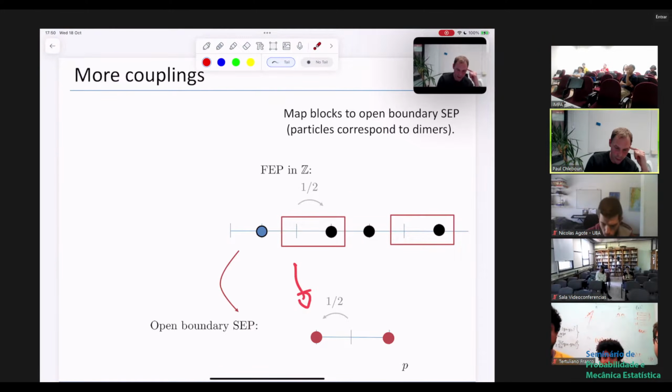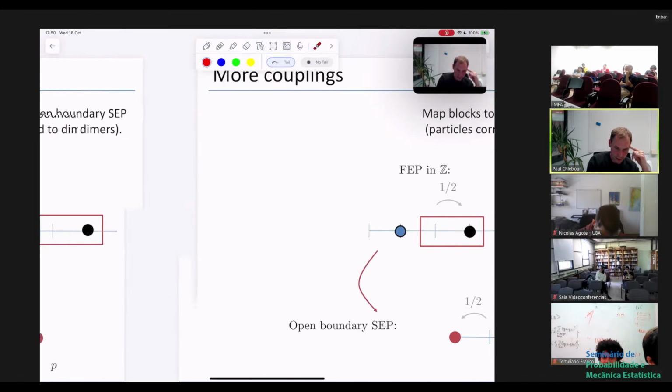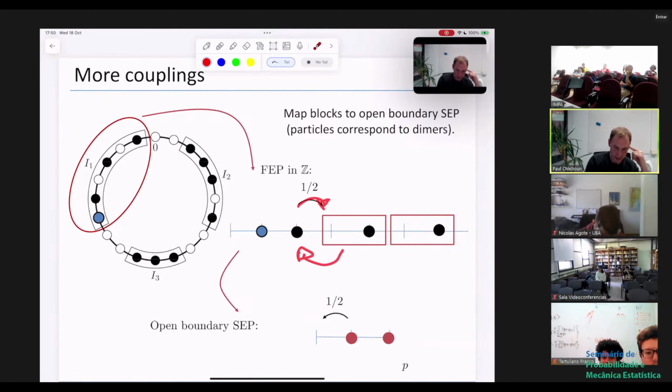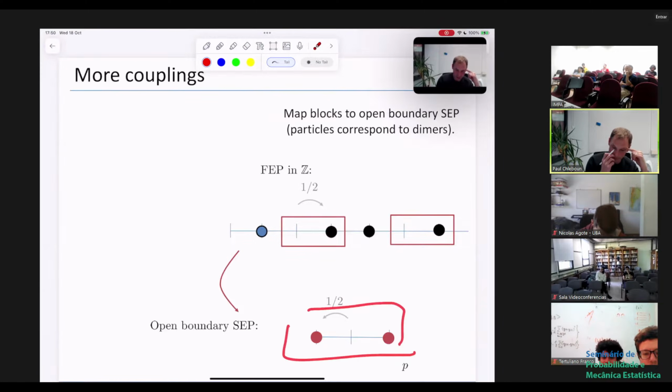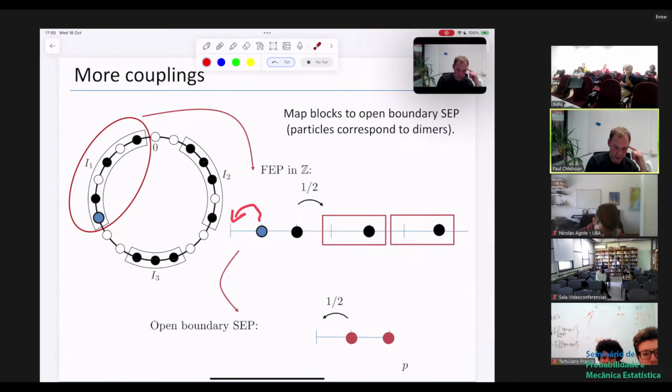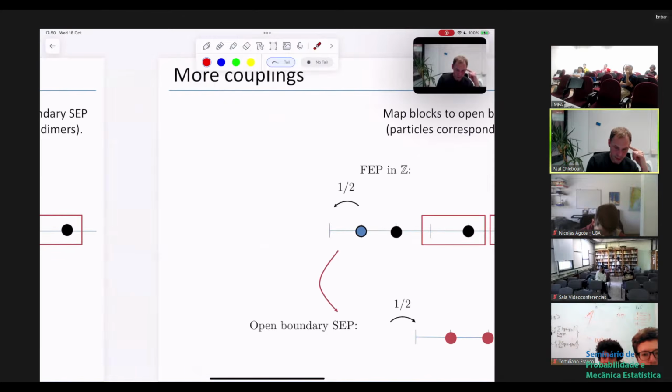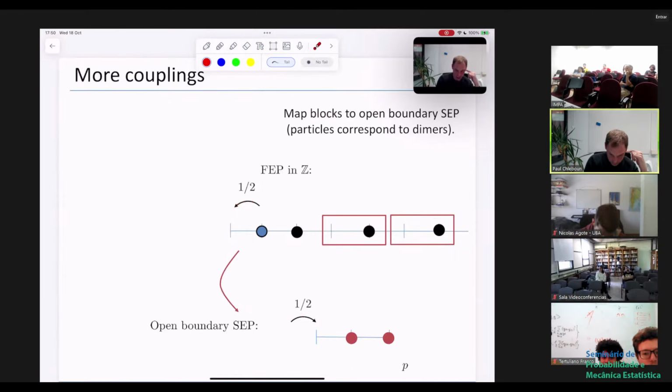Good. Okay, so getting rid of that and just looking at the facilitated exclusion process embedded in Z, this is the mapping to the open boundary simple exclusion process, which is just the same as before. As I say, this particle can move to the right by one, which corresponds to this dimer moving to the left. This is the corresponding picture of dimers. But the other thing that could have happened is this particle could have moved to the left. In particular, this guy could move to the left, which corresponds to introducing a new dimer. Once the system is full in the open boundary simple symmetric exclusion process, the number of ergodic components that are still active has reduced by at least one.